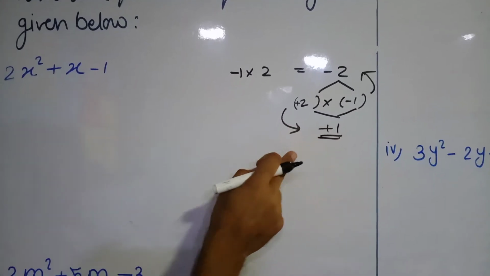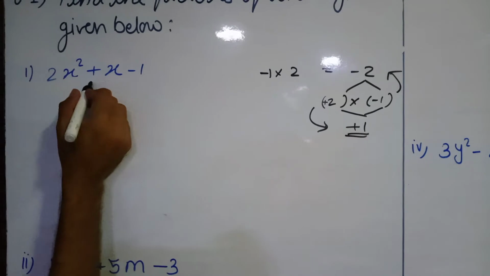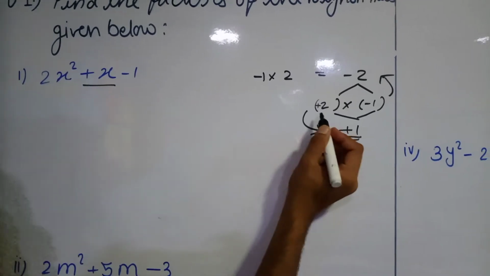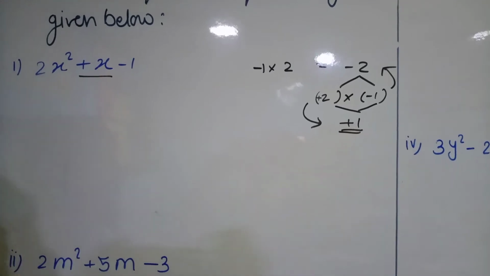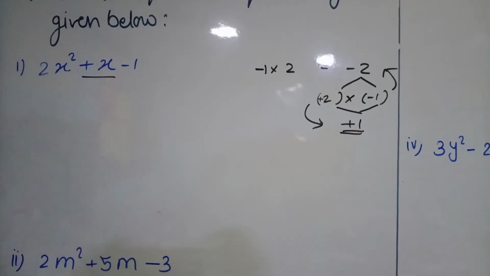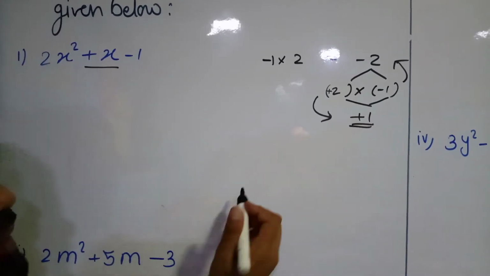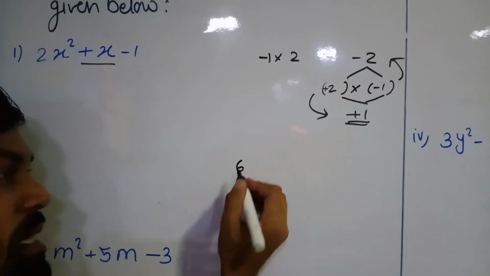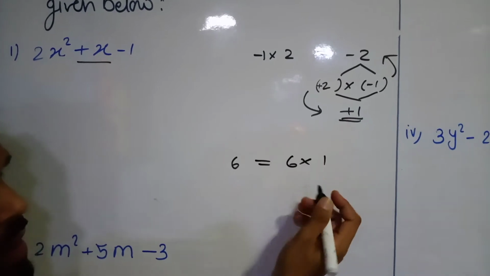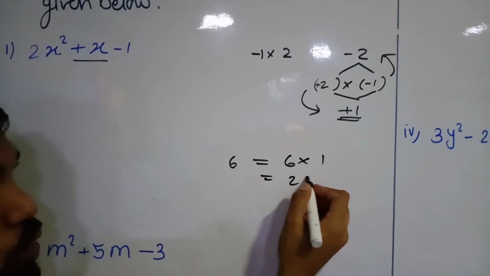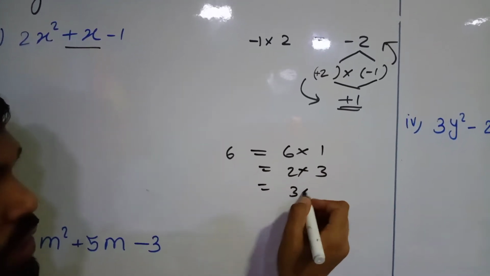This means nothing else: at the place of plus x we should write plus 2x minus 1x. How can we write it at the place of plus 1? Because if I say here we have the number 6, can we write 6 as 6 into 1? Yes. Can we write 2 into 3? Can we write 3 into 2?